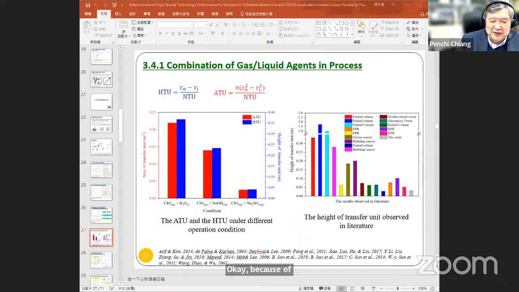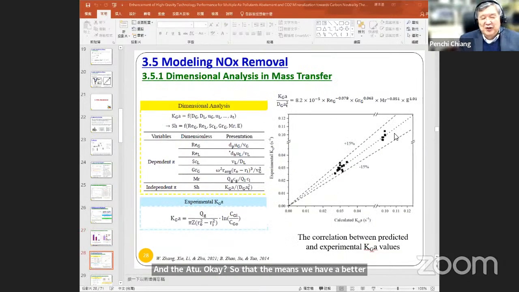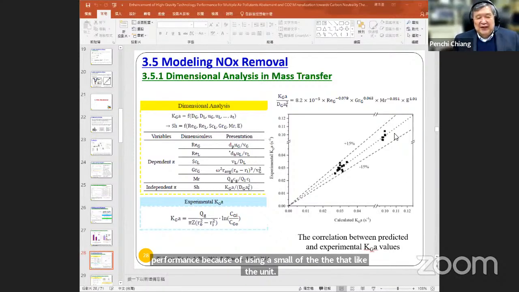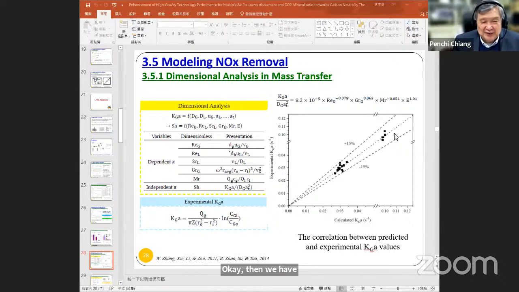So in comparison with other research scholars, in our research work you can see we demonstrate a small size of the HTU and the ATU. That means we have a better performance because of using a small unit. Then we have to expand and see how we can estimate the amount of NOx removal.